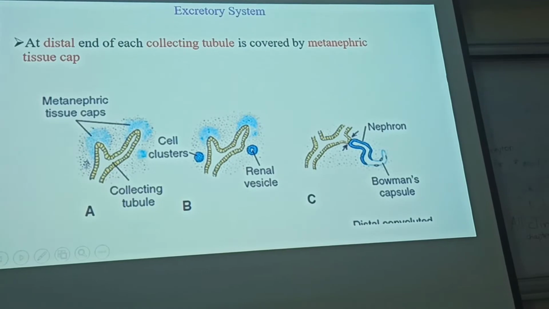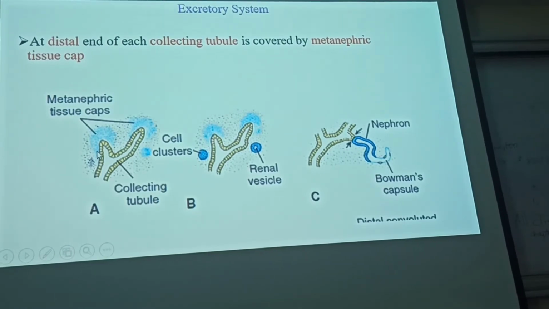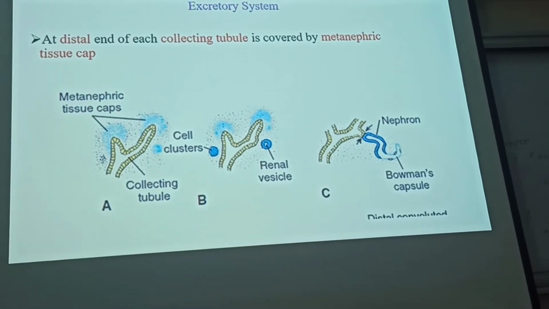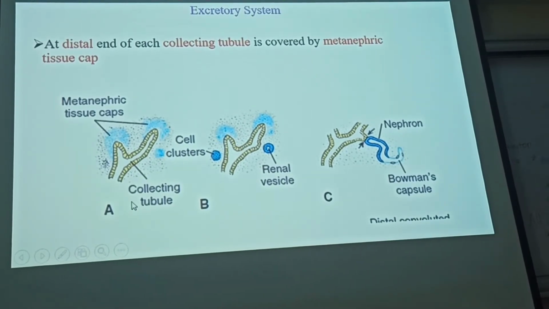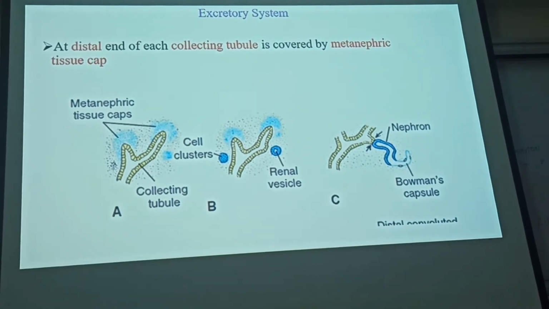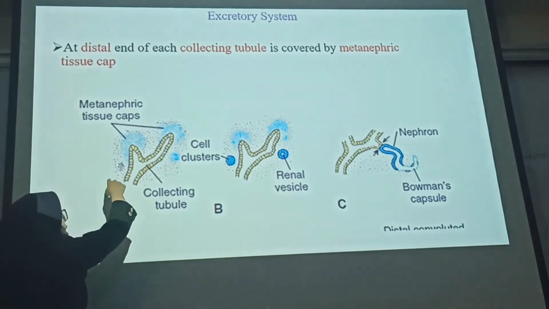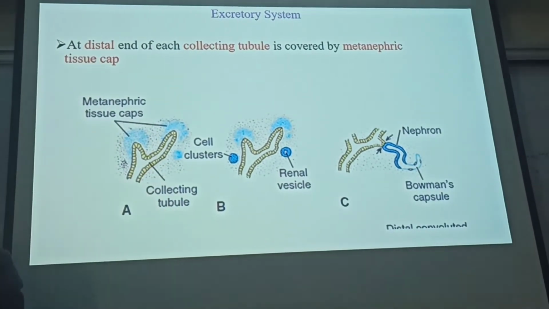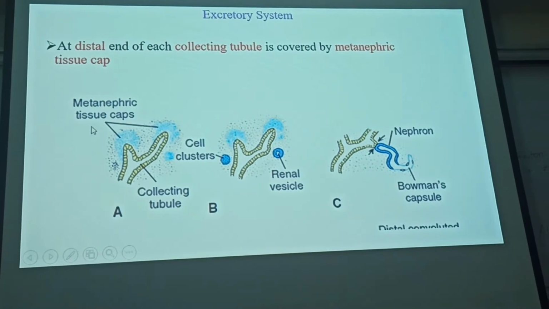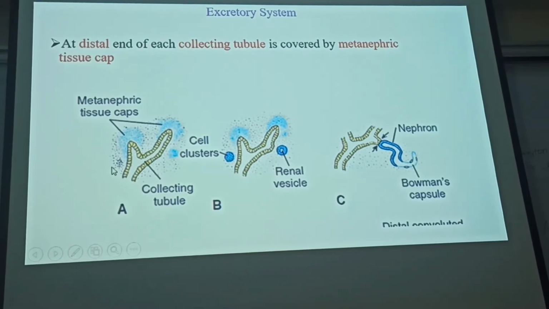Let's see these pictures. In this picture, you can see a part of collecting tubule. Metanephric tissue is up here around the collecting tubule. Metanephric tissue as a cap is up here around the collecting tubule. At first, metanephric tissue as a cap is up here around the collecting tubule.